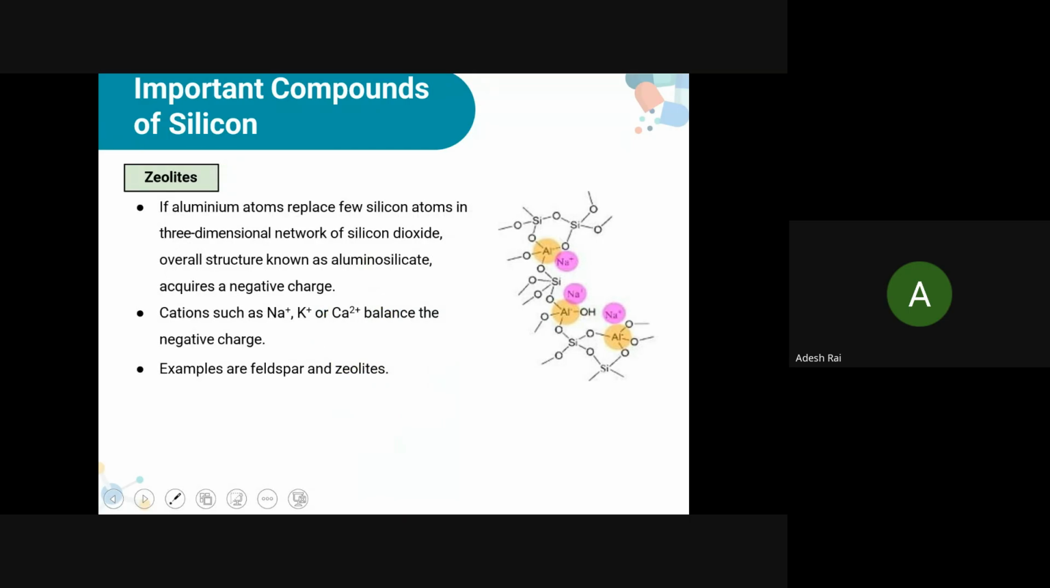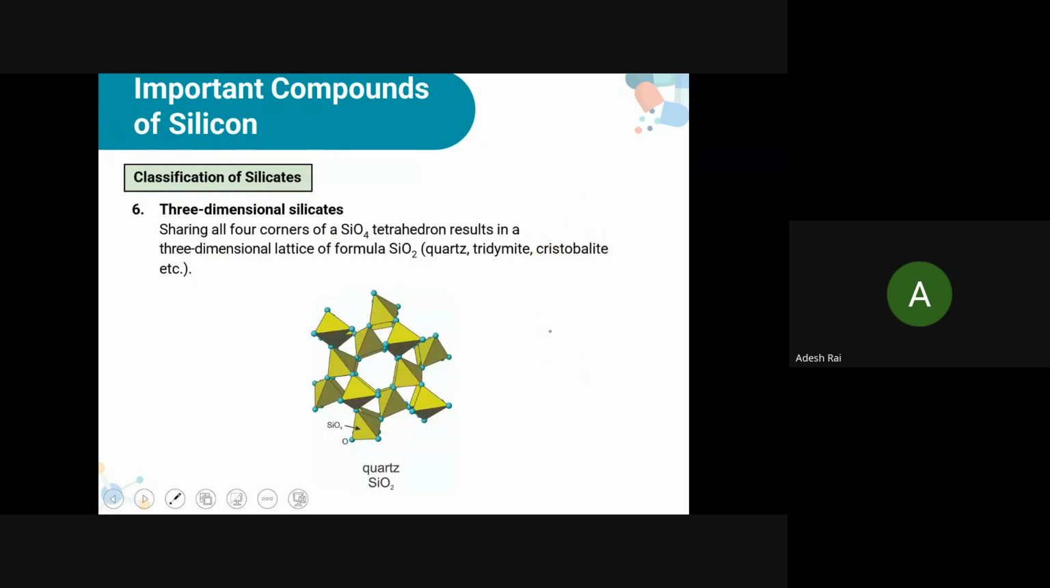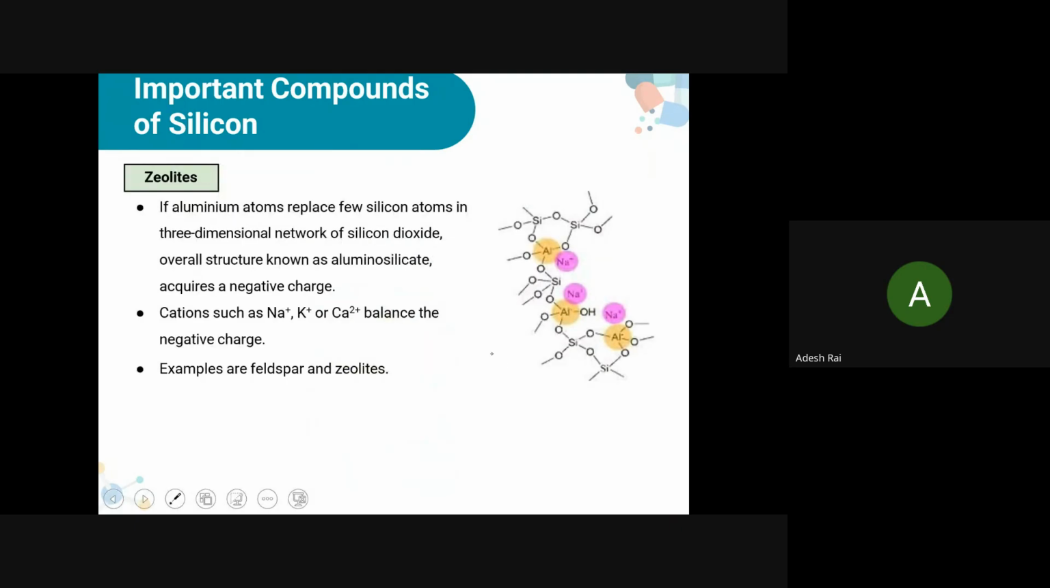Now, for a few more examples, like instead of silicon, if we have some other metals other than silicon, can we see that? Yes, we can. In zeolites, an aluminum atom replaces a few silicon atoms in the three-dimensional network of silicon dioxide. This is the 3D structure of SiO2. If a few of the silicon atoms are replaced by aluminum, it is called a zeolite. The overall structure will be known as aluminosilicate.